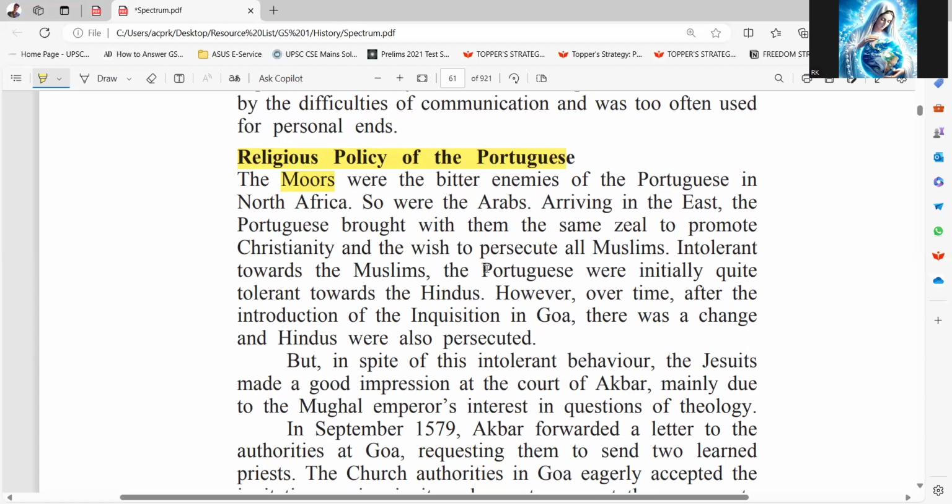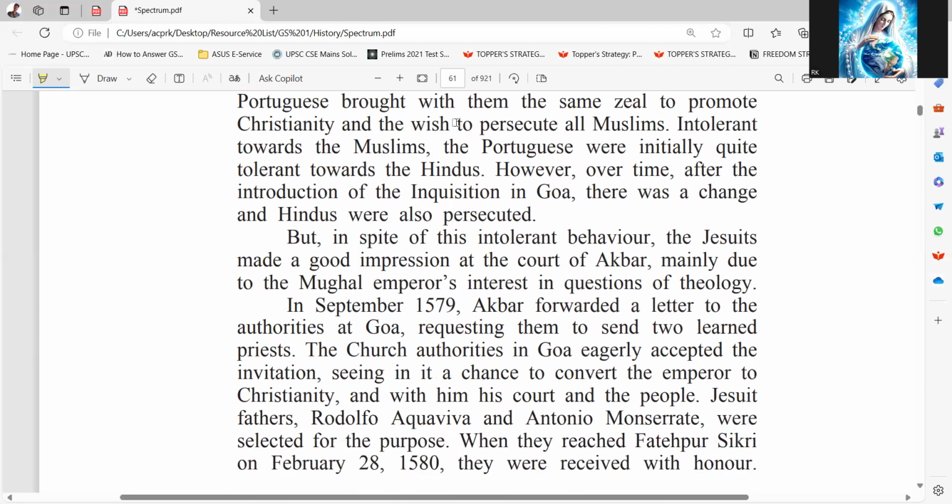Intolerant towards the Muslims, the Portuguese were initially quite tolerant towards the Hindus. However, over time, after the introduction of the Inquisition in Goa, there was a change, and Hindus were also persecuted.